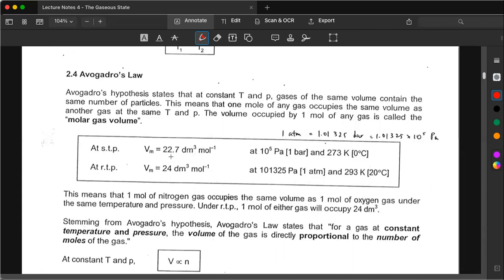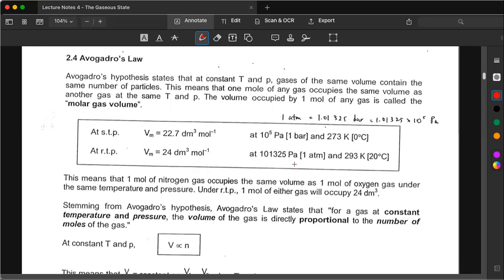Now, we need to remember this very well. At STP, which is the standard temperature and pressure, the volume is 22.7 dm cube per mole. So the condition at standard temperature and pressure will be 10 to the power of 5 Pascal, which is equivalent to 1 bar, and 0 degrees Celsius, which is 273 Kelvin. Okay, the data can be found in your data booklet in case you forget the volume, the temperature, and pressure at standard temperature and pressure.